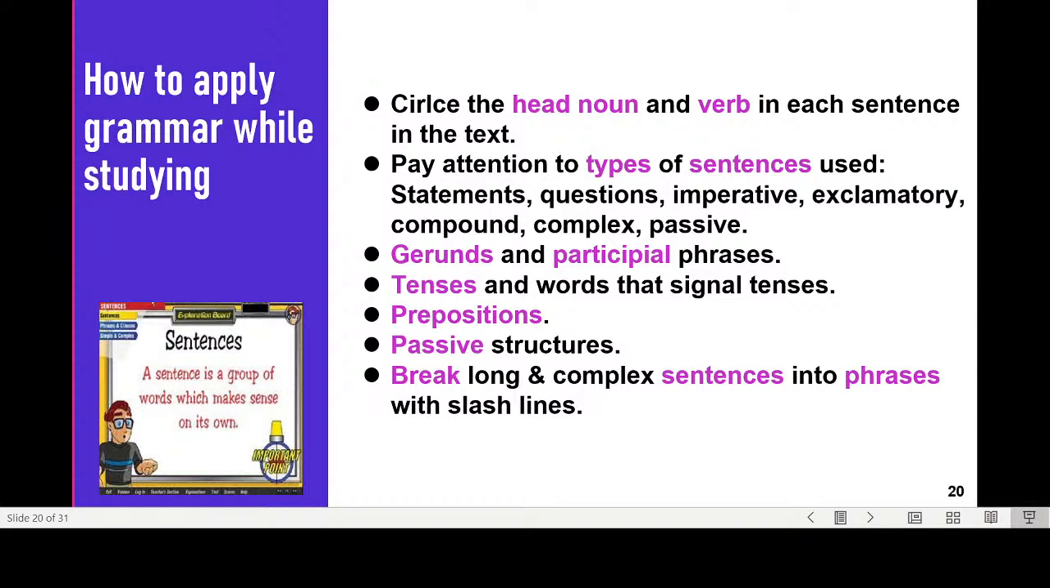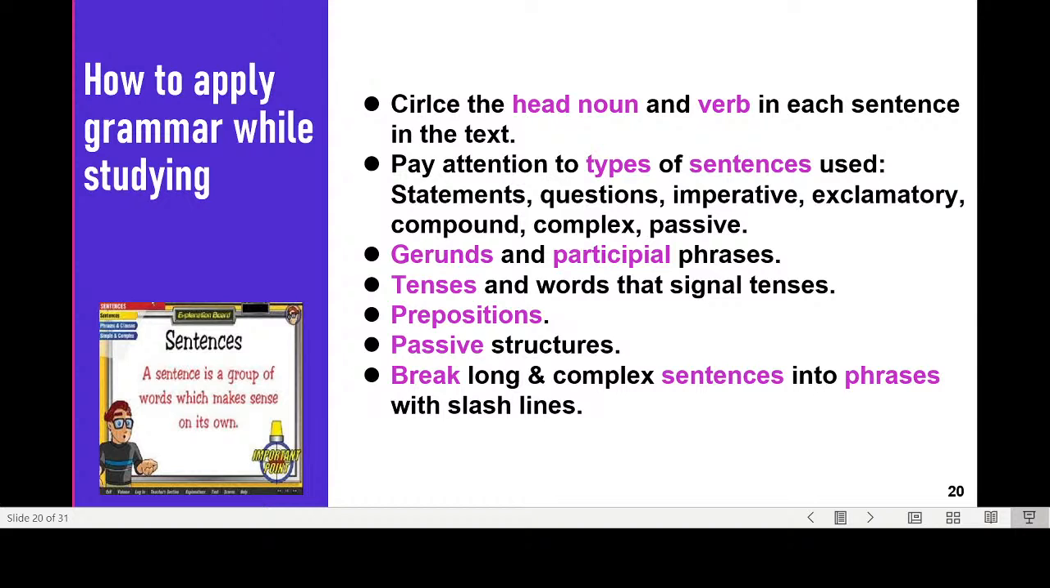Also, we need to pay attention to sentence types. Is this sentence a statement? Is it a question, imperative, exclamatory? Is it a compound, a complex, a passive sentence? Also, we should pay attention to words with ing. Sometimes the word is a verb or a gerund, a noun, and sometimes it's an adjective. So we should know.